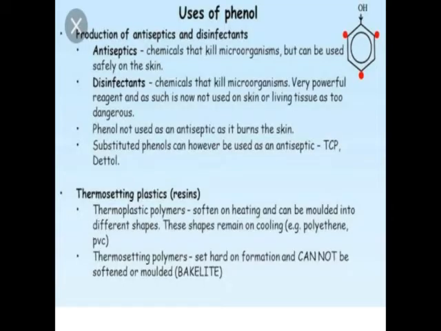Okay. Now the next part of your syllabus is the structure and uses of different compounds having hydroxy groups, or the aromatic compounds with hydroxy groups.